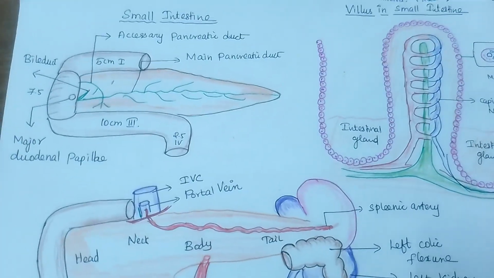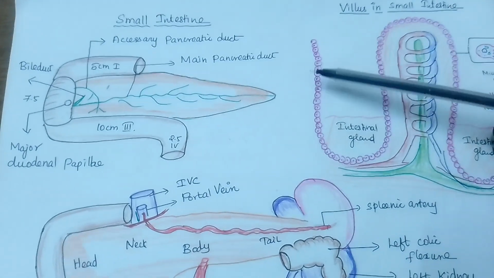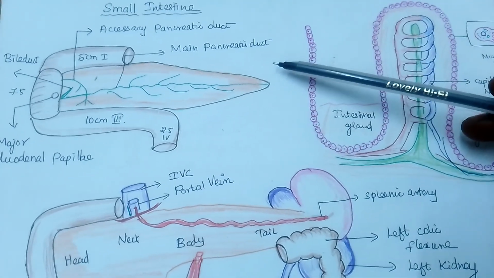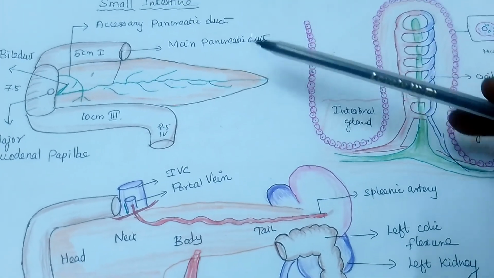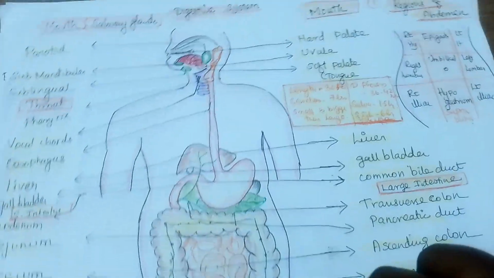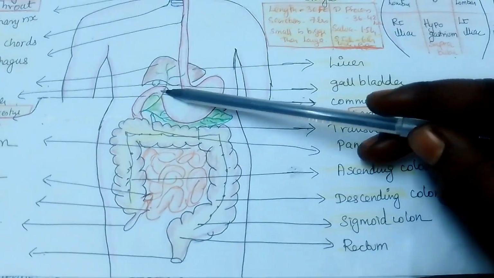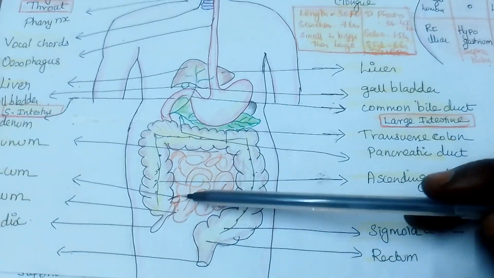Okay. Small intestine. Why is it called the small intestine? Because it is smaller in diameter. That is why it is called the small intestine. The small intestine is formed from a C-shaped structure. So the small intestine means the duodenum, jejunum and the ileum.